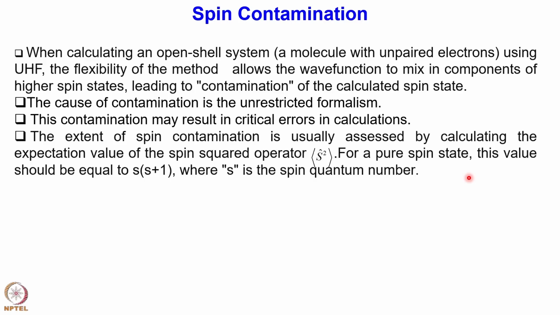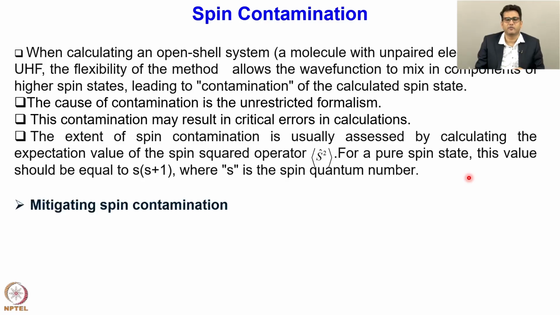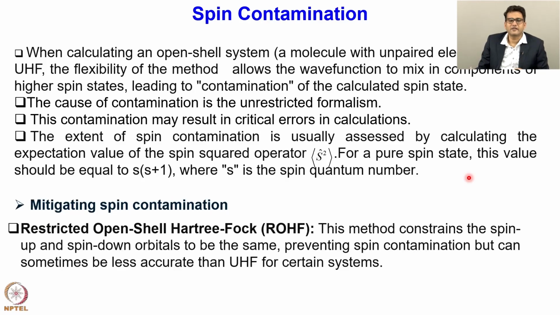Sometimes the frequencies also get severely affected, and the extent of spin contamination is usually assessed by calculating the expectation value of the spin square operator. For a pure spin state, this value should be equal to S(S+1), where S is the spin quantum number. But in the case of a spin contaminated wave function, this generally deviates from the ideal value. We will see examples of how much it can deviate, under which conditions it will be acceptable, and under what conditions you should take it with a pinch of salt. Now, how to mitigate this spin contamination? The first and easiest way is to go to restricted open shell Hartree-Fock.